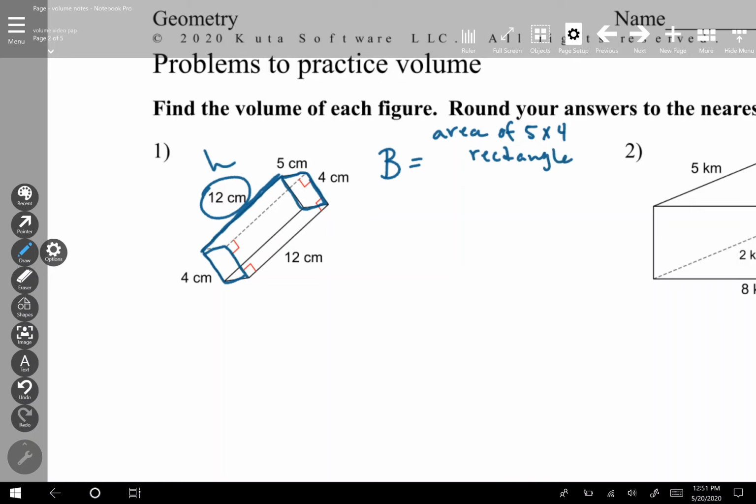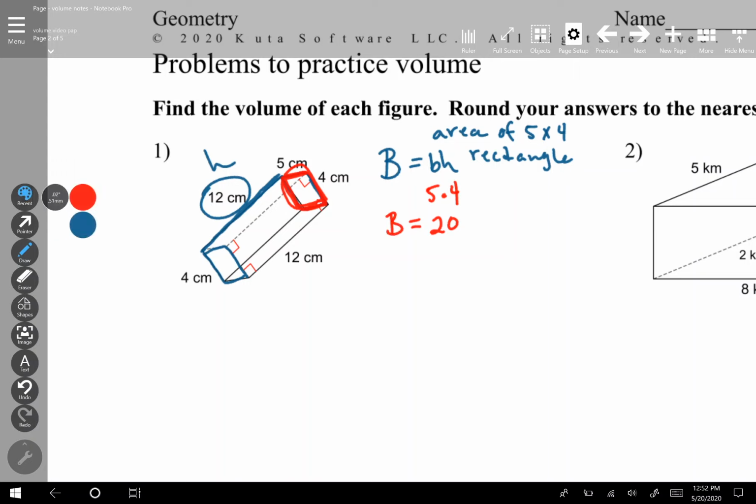Okay, guys, how do you find the area of a rectangle? It's base times height. And again, don't let this H right here get you confused. I'm only talking about the rectangle right now. When I'm talking about big B, this is all I see. I don't see anything else. So for big B, it's going to be 5 times 4. Okay? So it's 20. So the area of the base is 20.